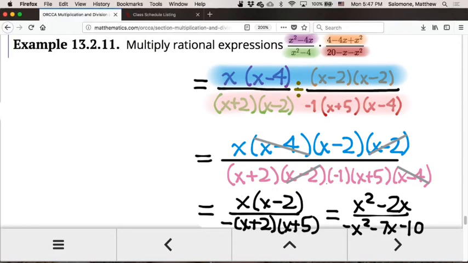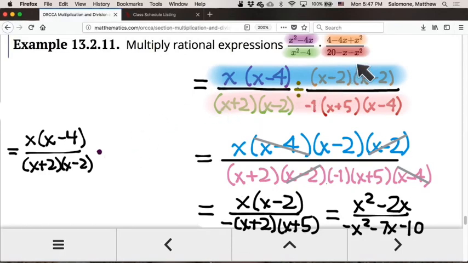So that old keep, change, flip strategy that we use for division of fractions applies to division of rational expressions as well. So we would keep the first fraction exactly the same, x times x minus 4 on top, x plus 2 times x minus 2 on the bottom. We would change the division sign for a multiplication sign instead. So that's the change in the keep, change, flip. And then the divisor fraction we would flip upside down into its reciprocal, so that my negative 1, my x plus 5, and x minus 4 would now be upstairs in the numerator, and my pair of x minus 2's would be downstairs in the denominator.